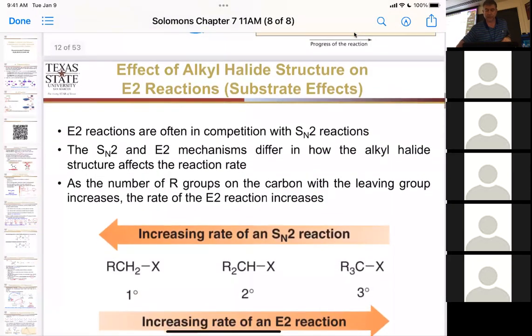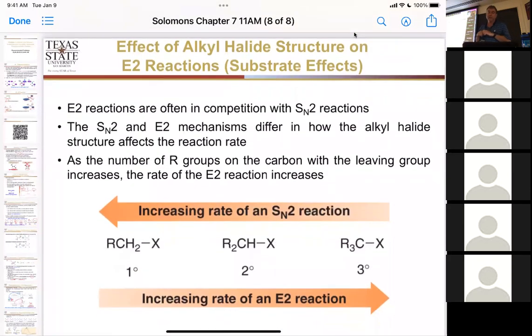Okay. So let's talk about substrates. When we have an SN2 reaction, we saw that the primaries went much faster than the secondaries. The secondaries went faster than the tertiaries, but the tertiaries almost don't even go SN2, right? Well, it turns out for E2 reactions, it's the opposite.